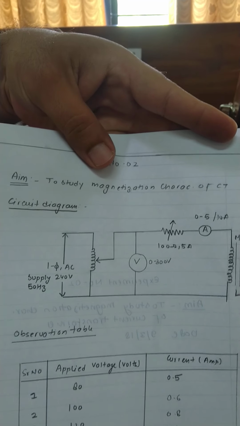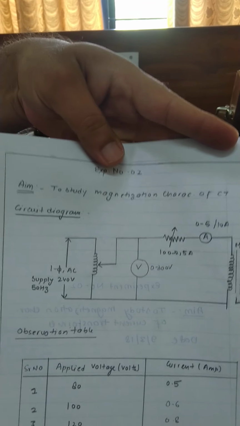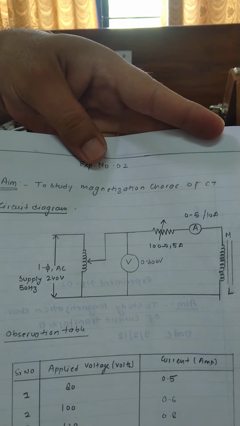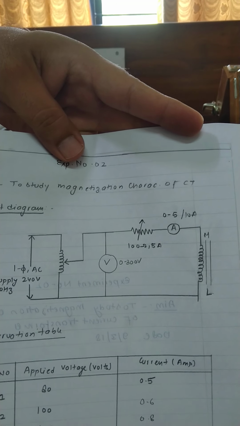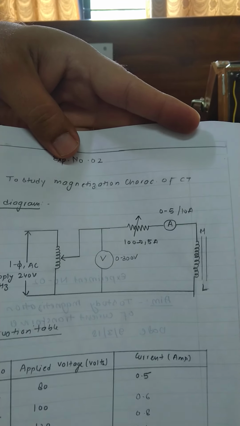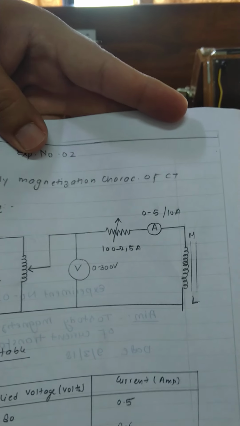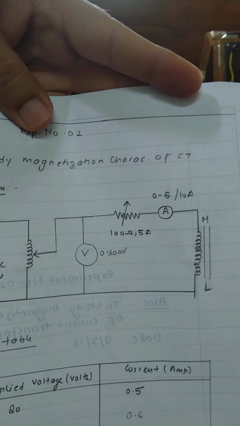Good morning, friends. This is our next experiment to study the magnetization characteristics of CT. CT stands for current transformer. You can see the diagram. The diagram is very simple.